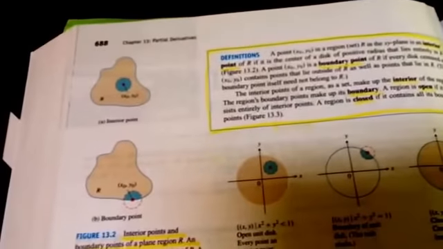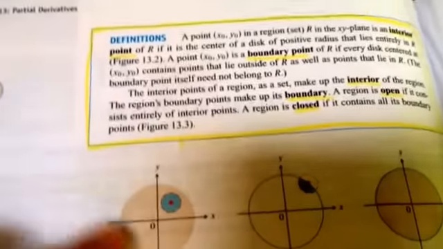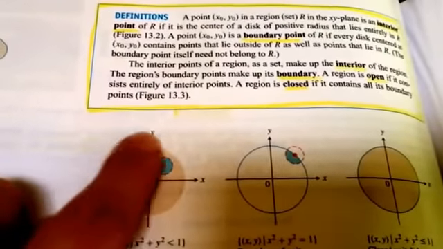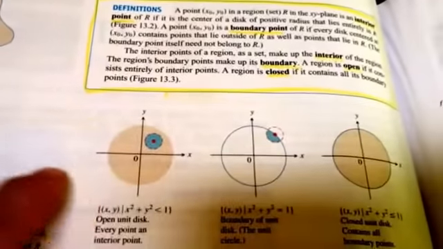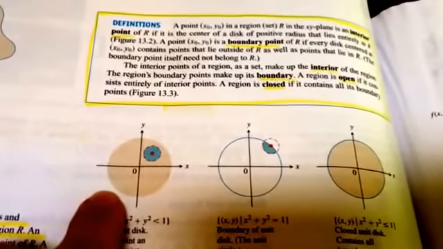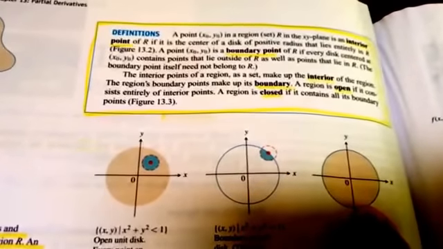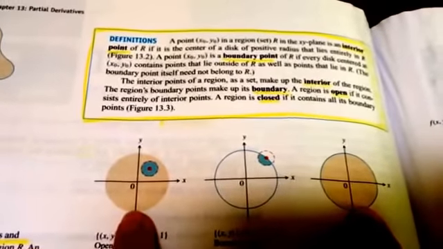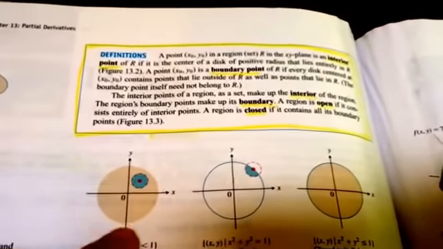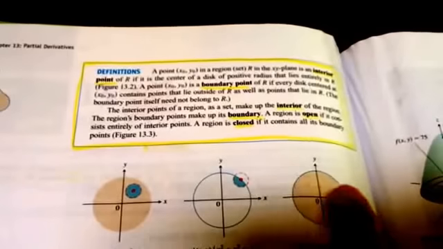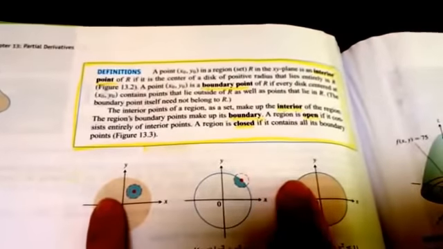And here they didn't do it, but it should be dotted, dotted, dotted all the way around here. So because it's dotted around it, that would be open because it doesn't contain its boundary points. This would be closed because it does contain its boundary points. But both of them would be bounded because I can draw a circle around them and contain them all. So open, closed, both of them are bounded.